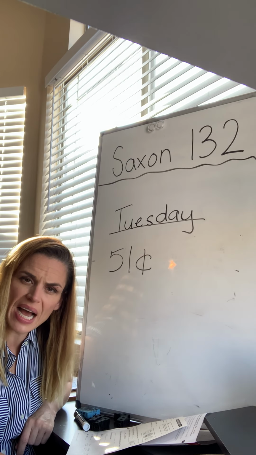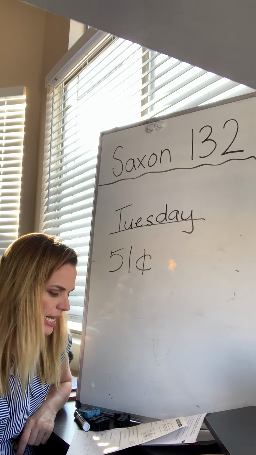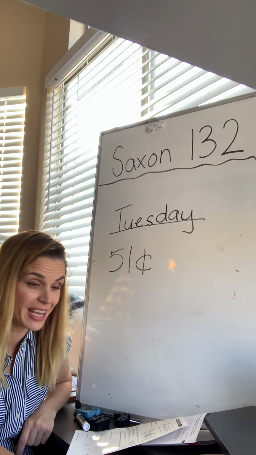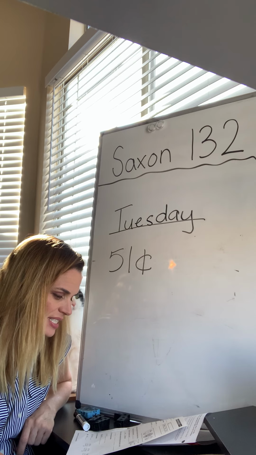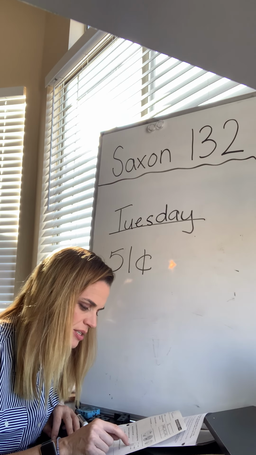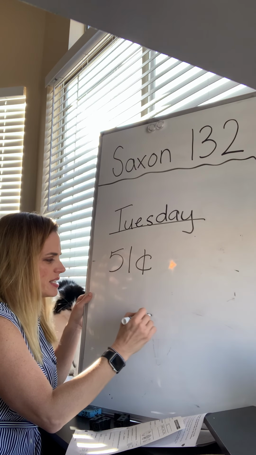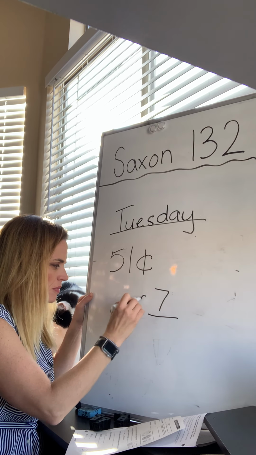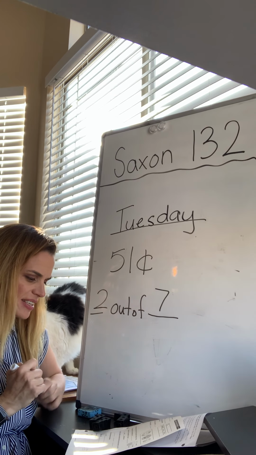What color do you not see? Why? Blue is impossible to get. All right, so blank out of blank marbles are red. Let's see, there's how many marbles? 1, 2, 3, 4, 5, 6, 7 marbles. So 7 marbles. And how many are red? 2. 2 marbles are red.